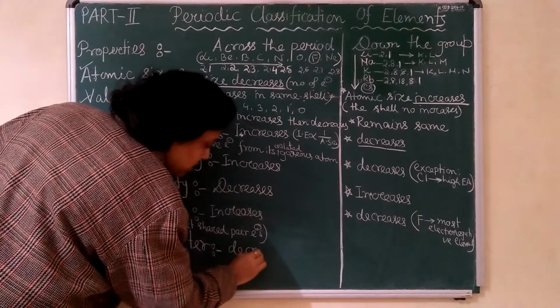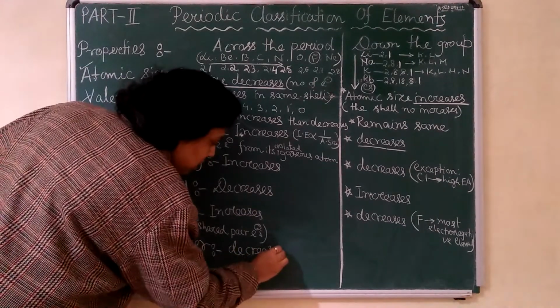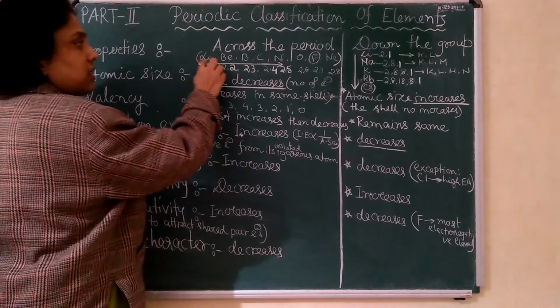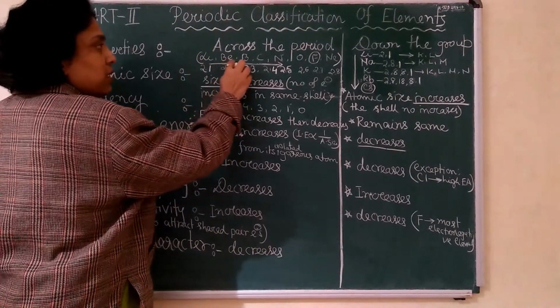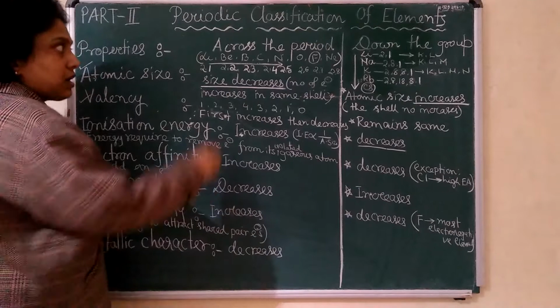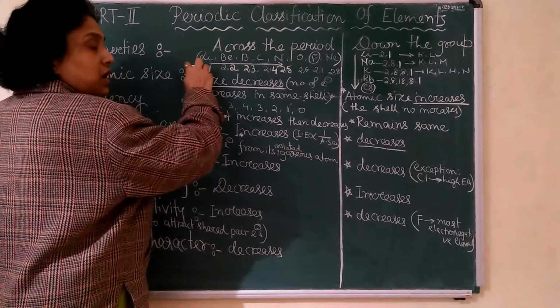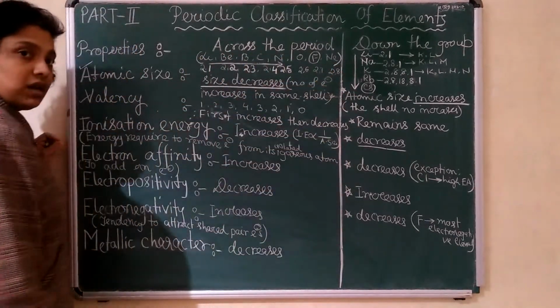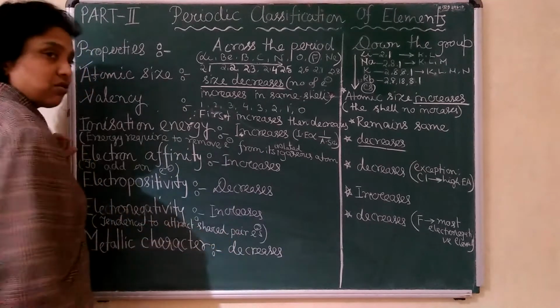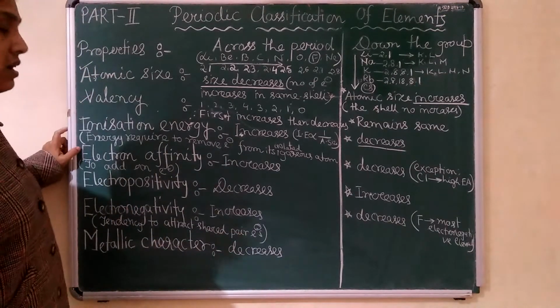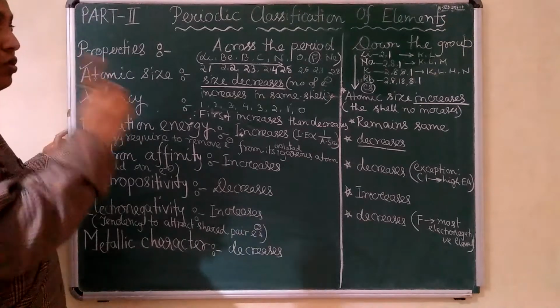Metallic character decreases. In other words, metallic character decreases because this side loses electrons, but this side gains electrons. So this side is more electropositive, and this side is more electronegative. So metallic character decreases from lithium to fluorine.